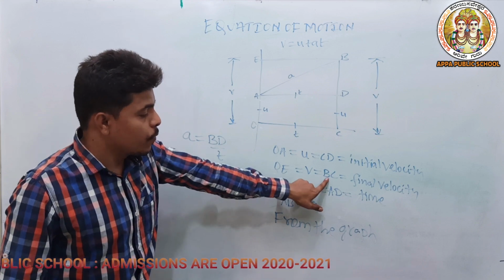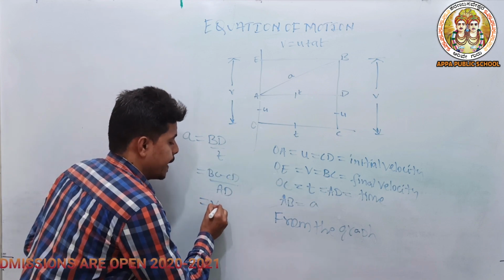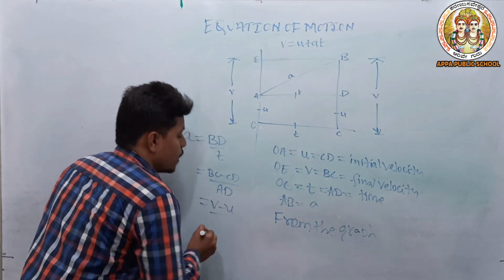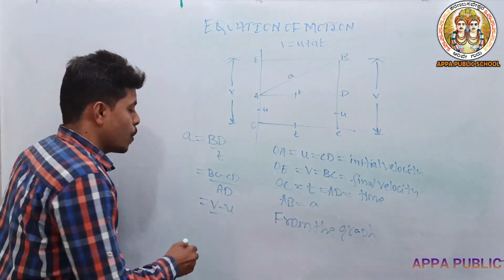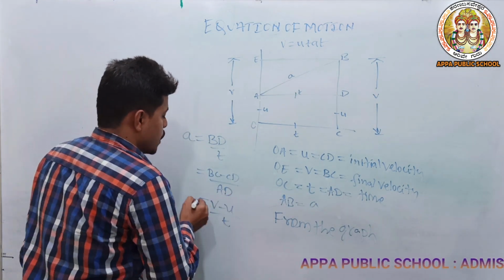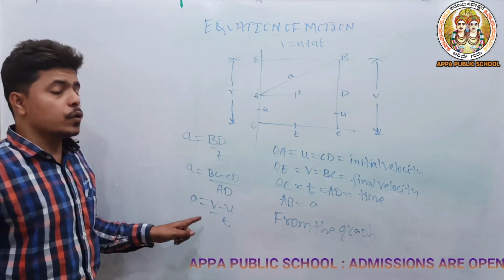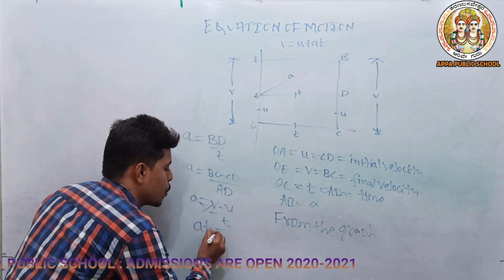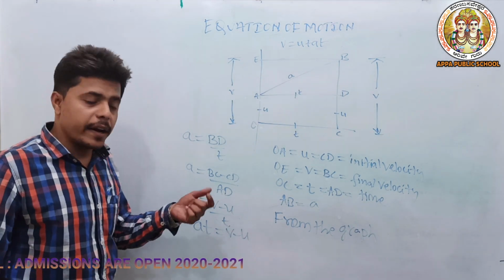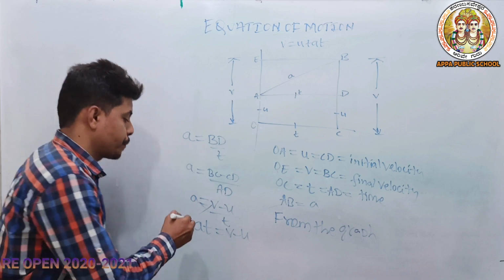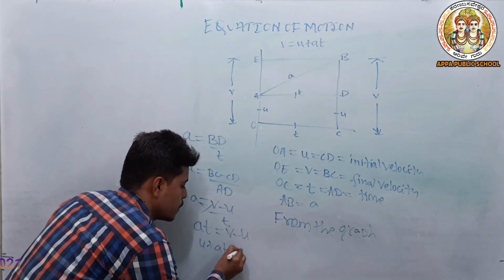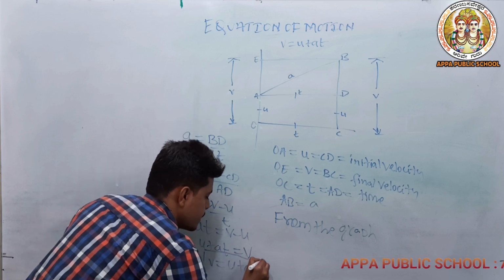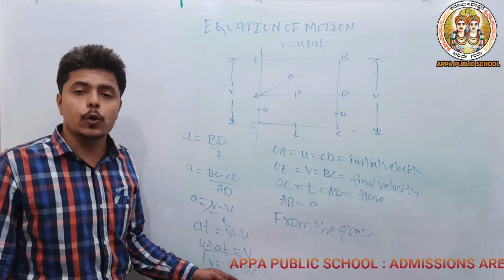So what is BC? Final velocity. So I am going to write V minus CD. What is CD? Initial velocity. V minus U. What is AD? Time taken. So I am going to write time taken here. So here it is nothing but A. When I cross multiply these two, I am going to get AT is equals to V minus U. And when we take minus U this side, finally we are going to get V is equals to U plus AT.